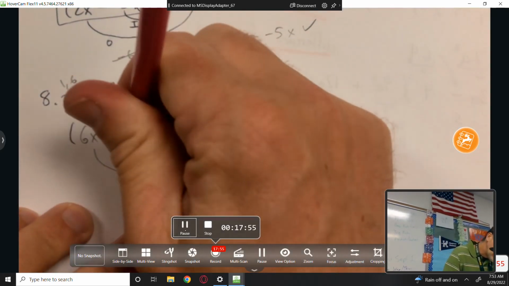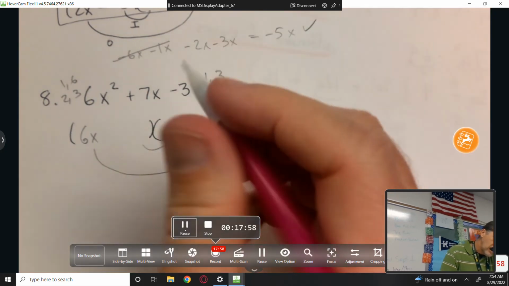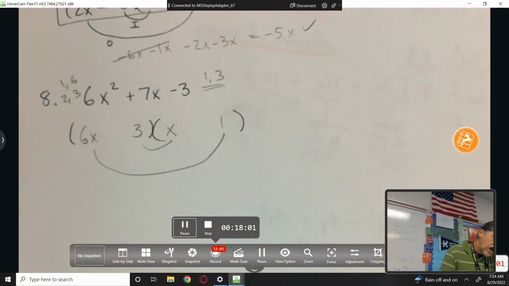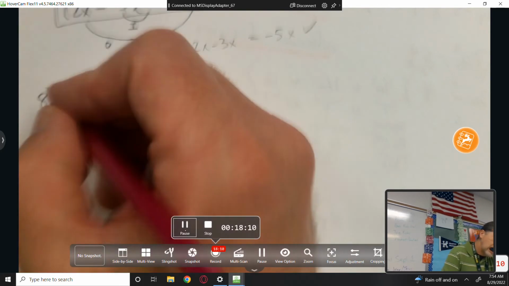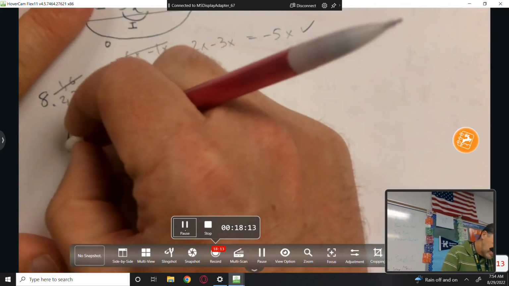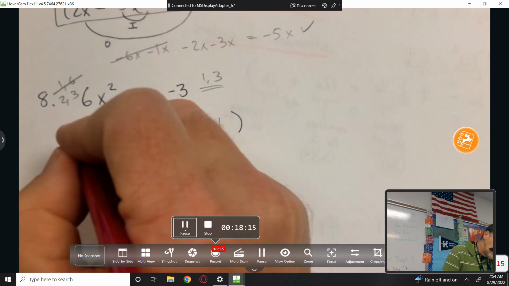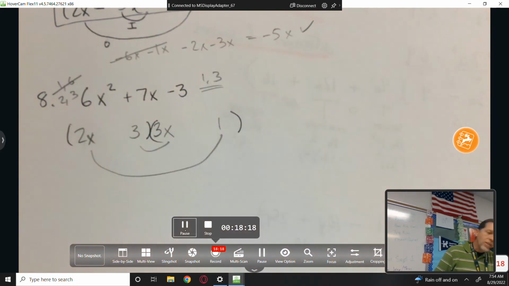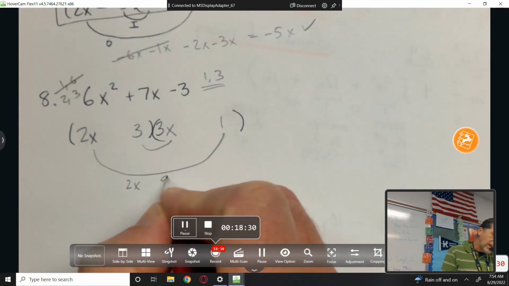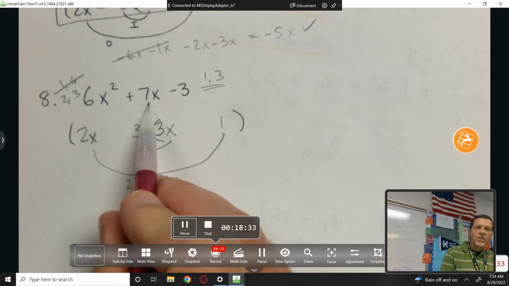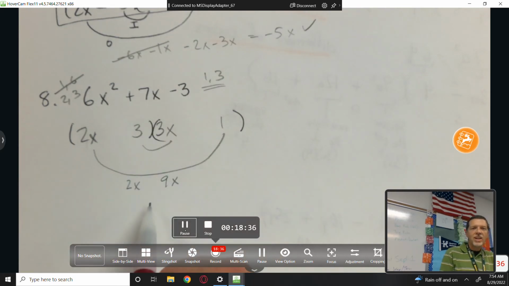So let's switch the 1 and the 3, see if we can come up with 7. So that's now 6x and 3x. I can't get 7 out of that. So 1 and 6 are out. Let's switch to 2x and 3x and see what happens. I left the 3 and the 1. I don't know where they go, so we'll just start with how I left them. Right now I'm looking at 2x and 9x. Oh, I think I'm onto something here because I can make 7 out of that.